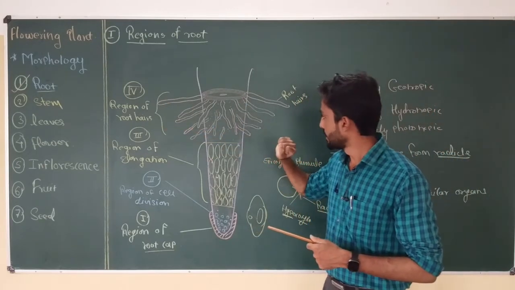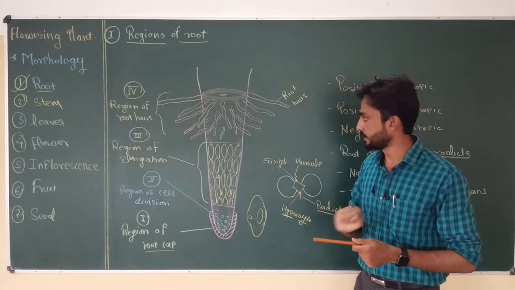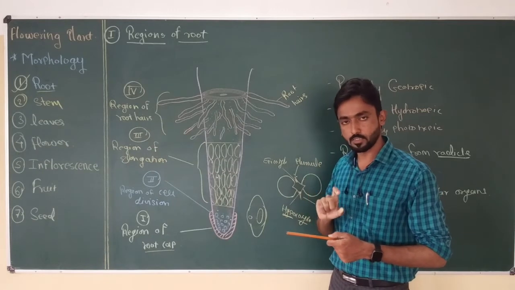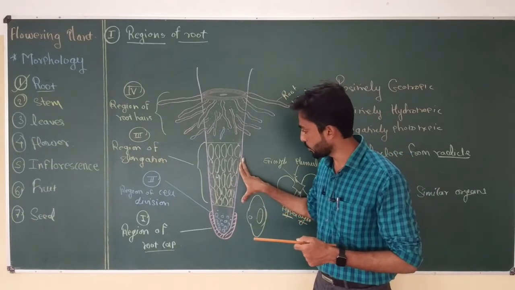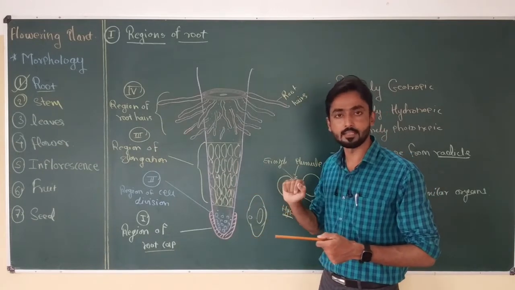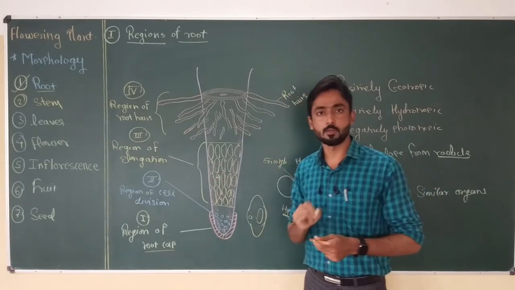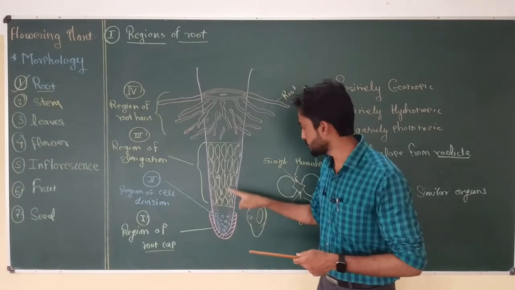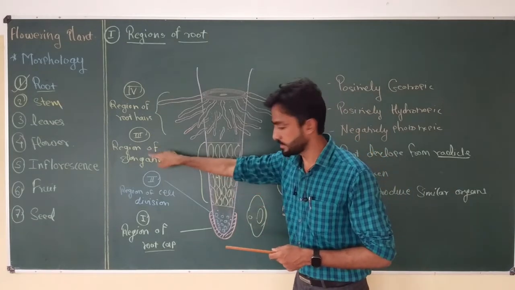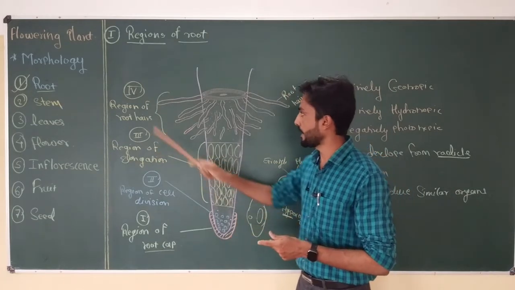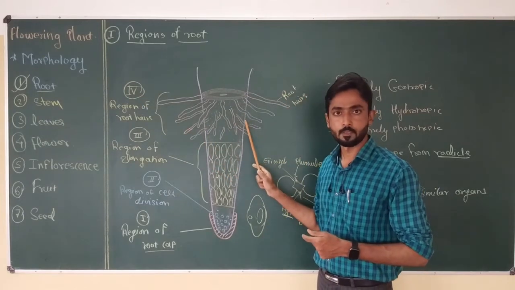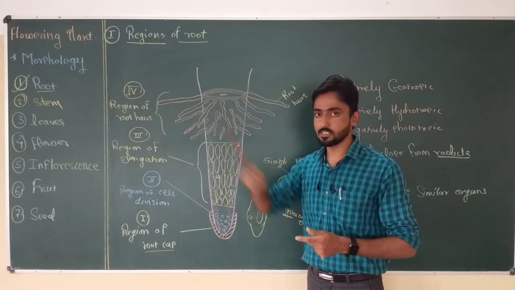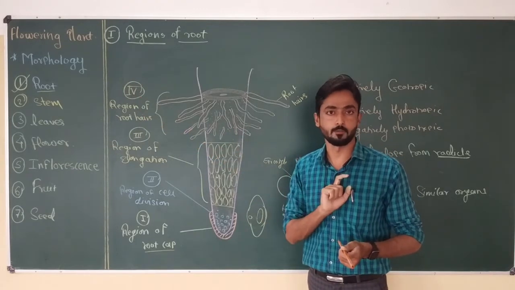Okay, and I just want to tell one more thing. The region of elongation is playing two important roles in the root. It is going to increase the overall length of the root, as well as this region is responsible for absorption of minerals and salts. So minerals and salts are absorbed by the third region, while water is absorbed by the fourth region. So the hair-like structures present in this region are responsible for absorption of water.